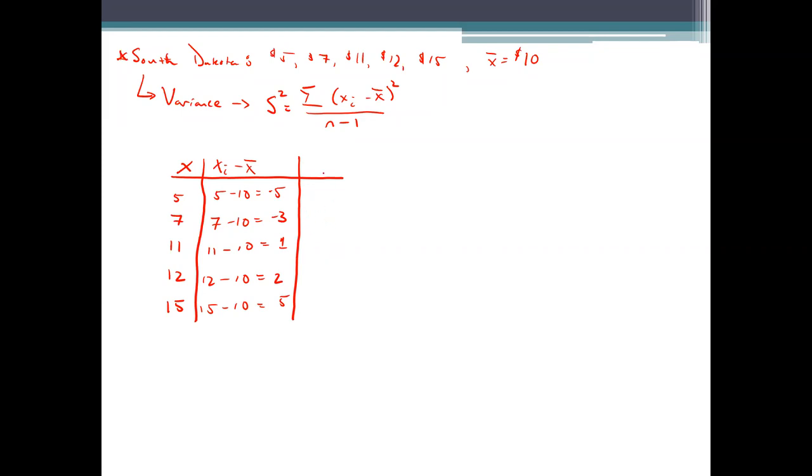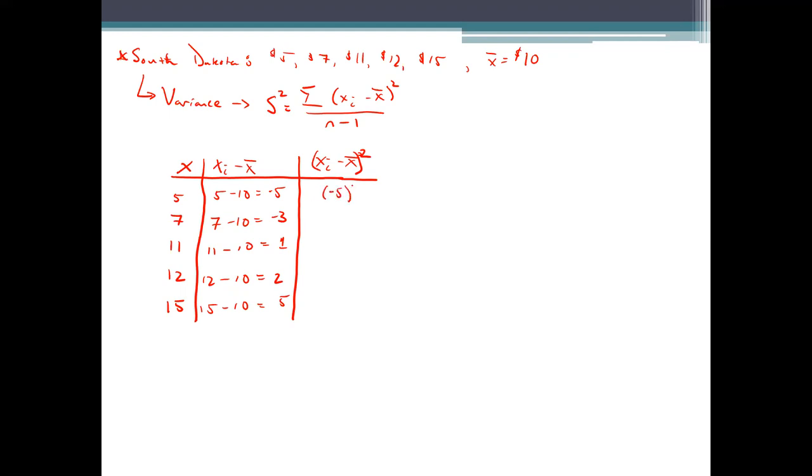Here's also why we square. If you were to just sum them up without squaring, you'd get minus 5, minus 3, 1, 2, 5. They would actually sum to 0, all right? All these numbers would cancel each other out. So this is why we take, in our last column here, x sub i minus x bar, squared. So you're going to take all these values you just found and square them.